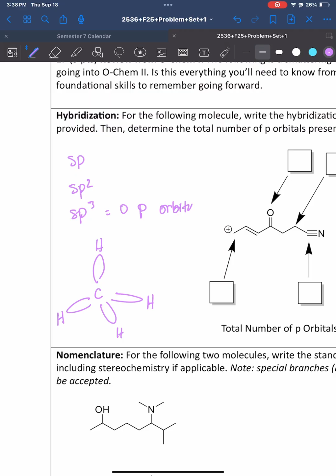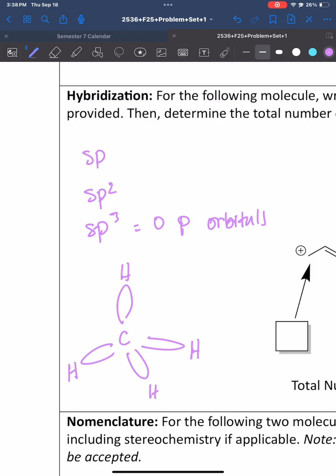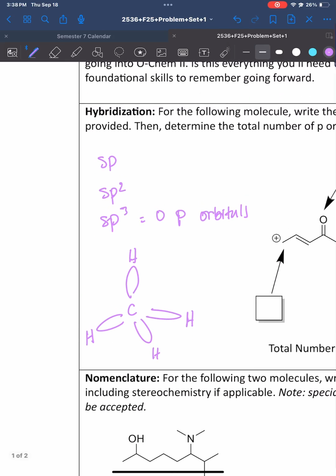Okay, so if we know that sp3 is the max number of hybridization we have, if we look at sp2, there's going to be one free p orbital. 1 p orbital, and by that logic, something that is sp is going to have 2 p orbitals. And this is going to be how you're going to solve this type of problem.